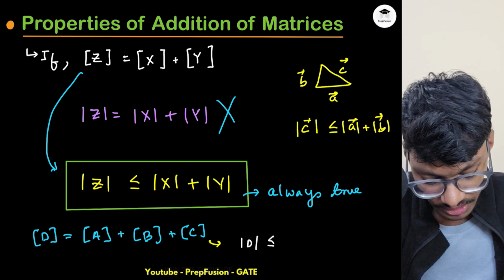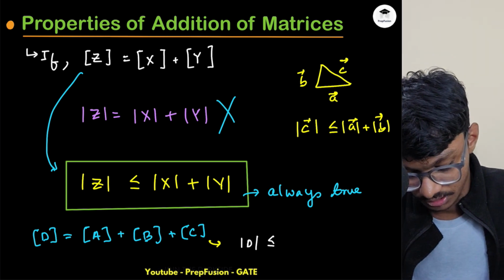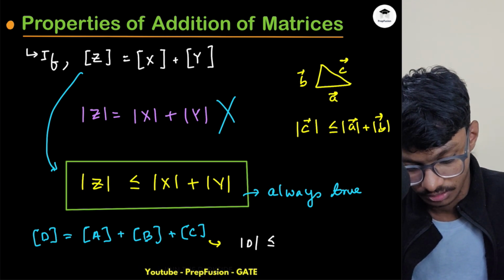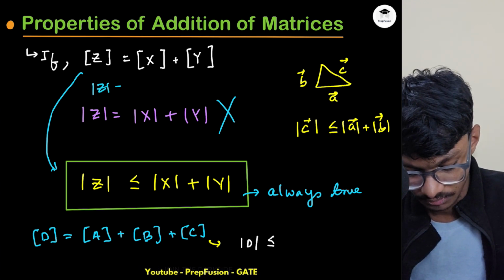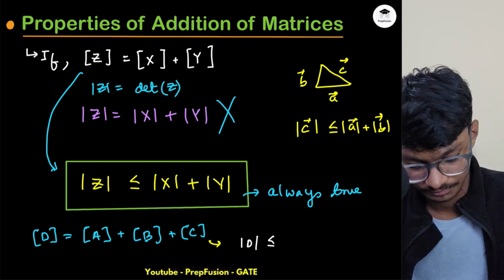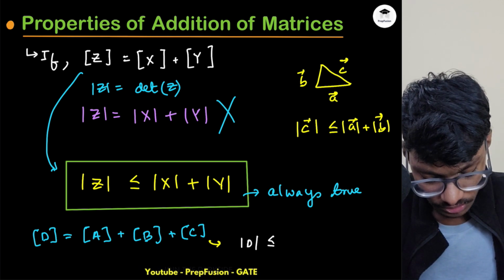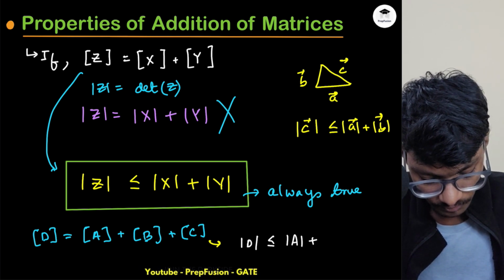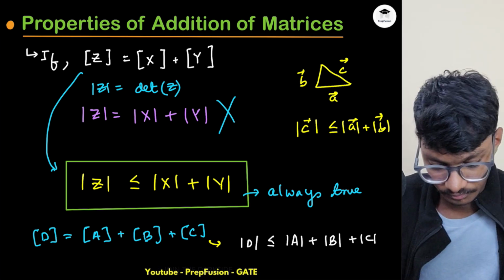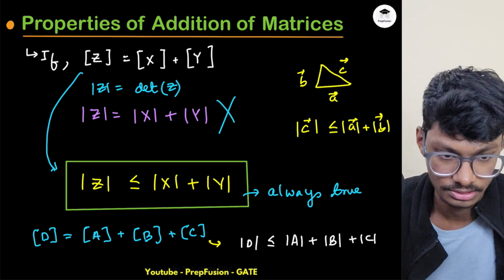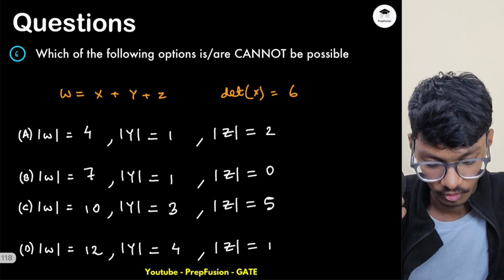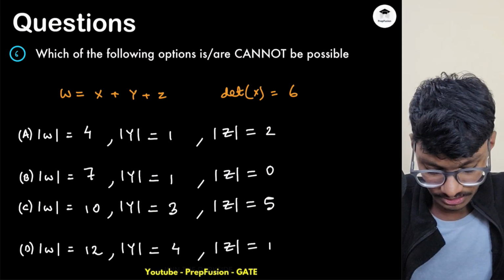So the determinant of D can be, let me just say, the determinant of Z. So this is less than or equal to the summation of the magnitudes of A, B, and C. Okay, A, B and C, the determinant of D is bounded by this. So this is the rule you have to follow. So let's solve this.